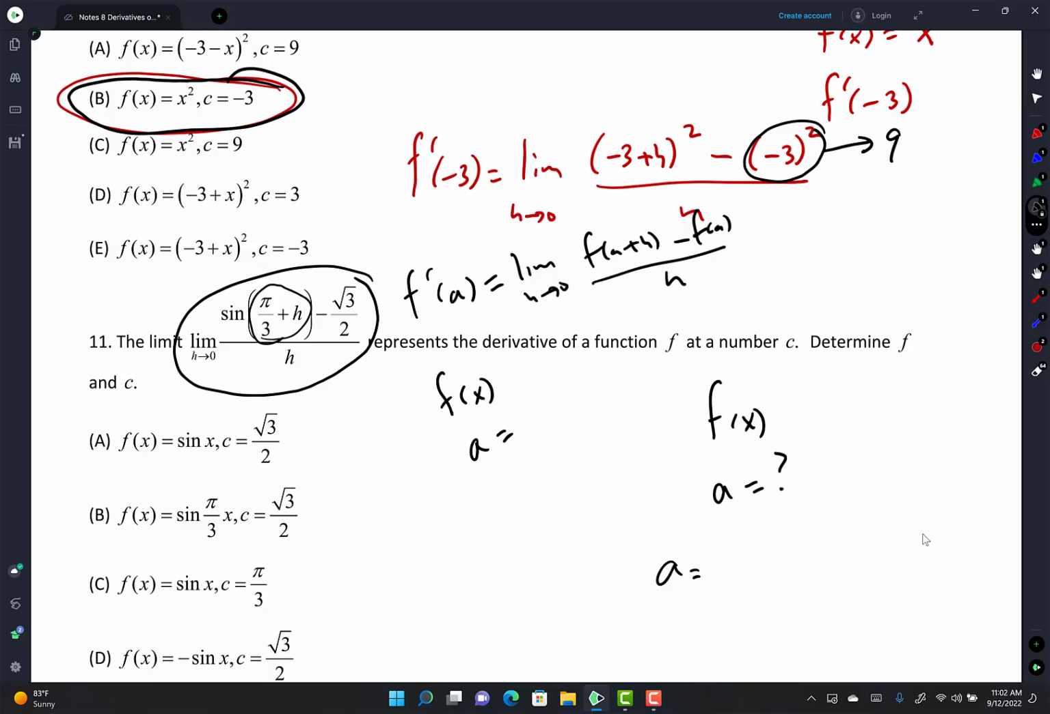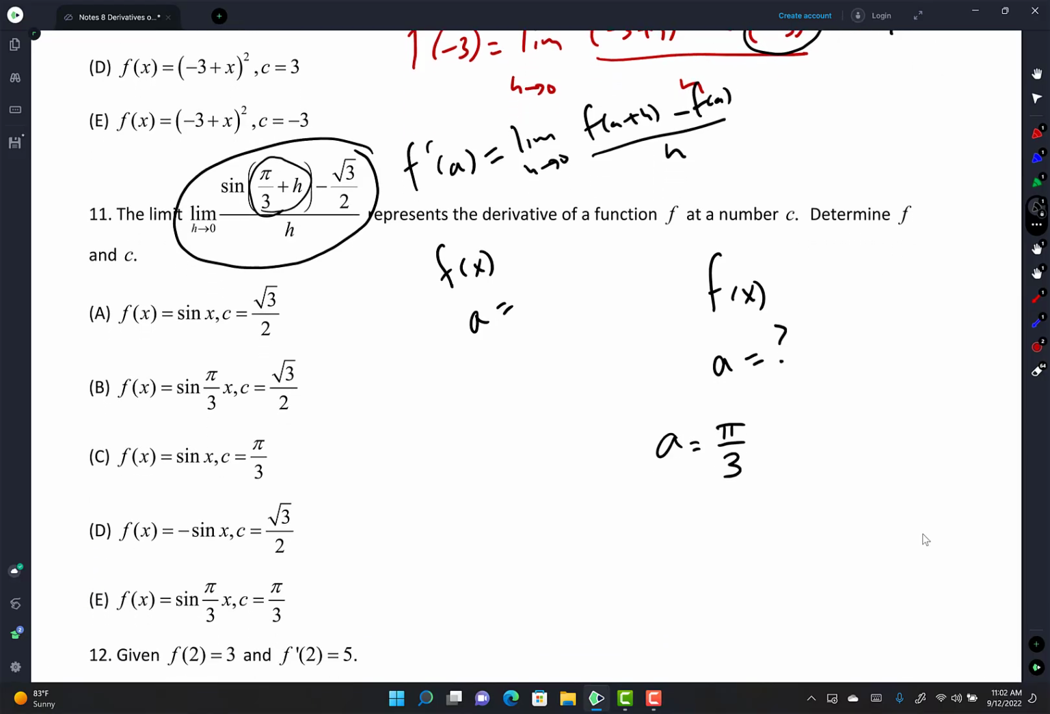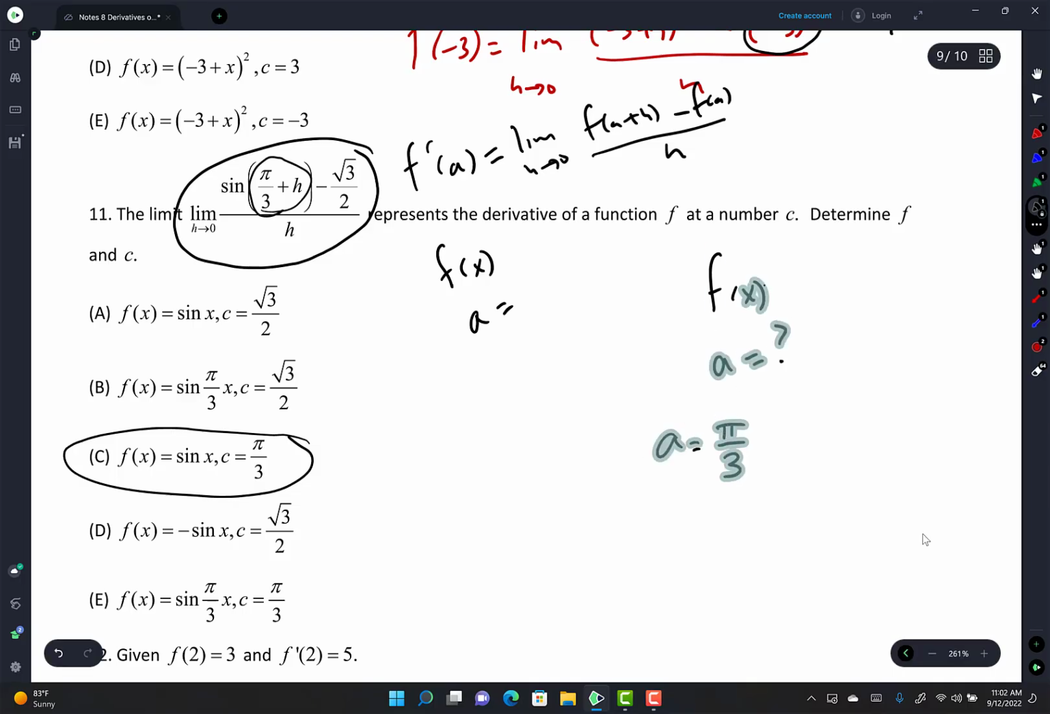Pi over 3. Can you tell us how you got it? minus f of a. Perfect. What is my function? Yeah, what is the function? Was it a cosine? Was it tan? Sine. Sine of what? No, just sine of x. So let's look for that. There it is. Well, I need to answer the seniors first real quick because I can tell they're confused.